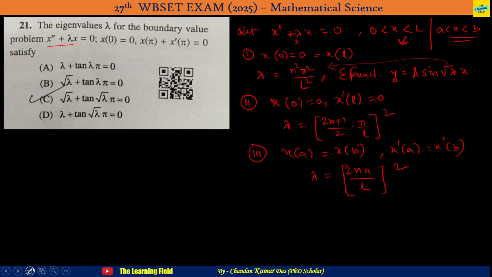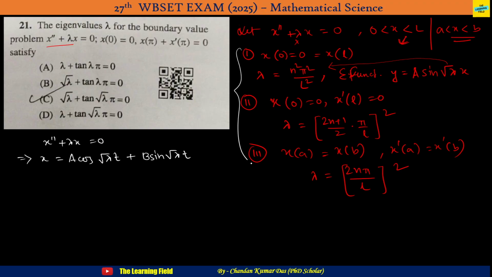But in this question, the question given here is not a standard type of problem. So how can we solve this question? So first it is given that the ODE is x double dash plus lambda x equal to 0. And if this is the ODE, then we can definitely write very easily the solution: x equal to a cos root lambda t plus b sine root lambda t.